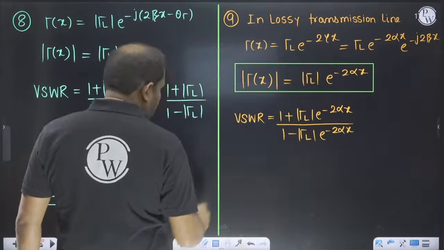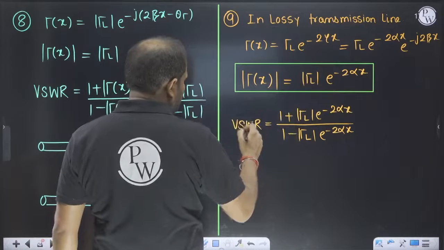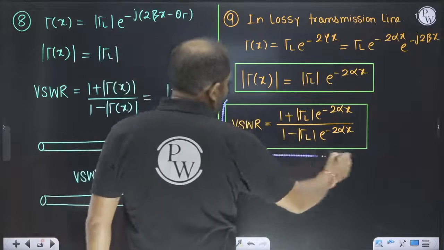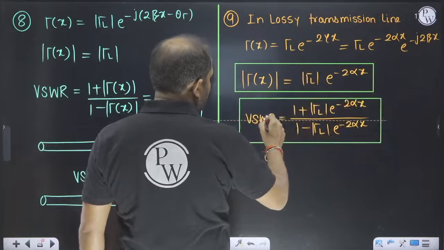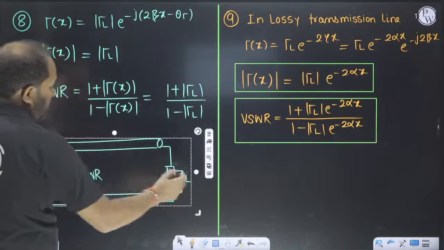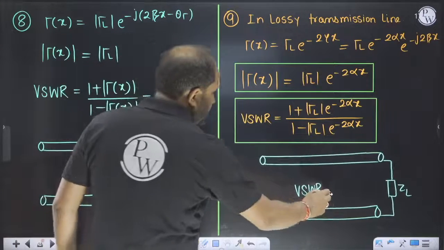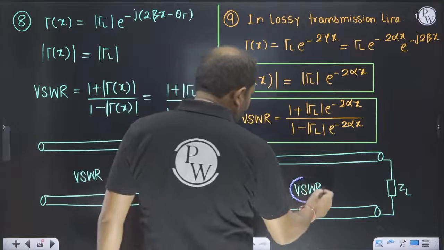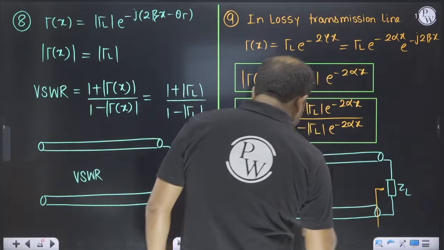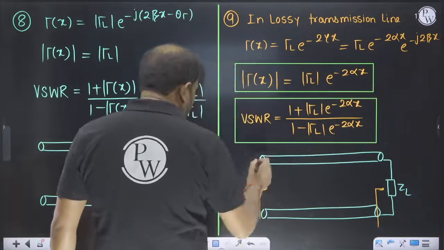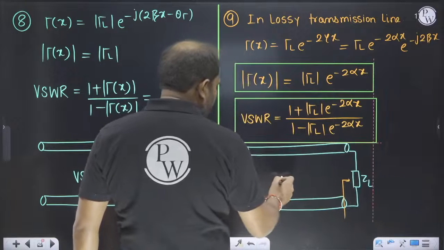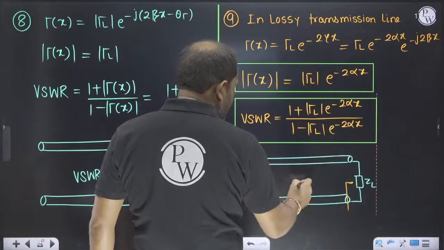If in the GATE exam they ask this, only a few people will give the answer. So this is the main point, you can write it down. And in this case VSWR will not be uniform. At one point VSWR is something, at another point VSWR is something else. So the VSWR value will change at every distance, at every point.